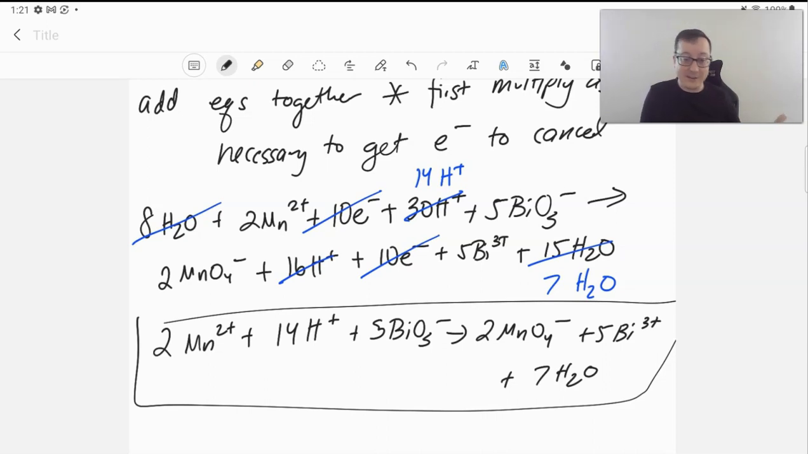So in our next video, we're going to do the same thing, but in basic conditions. And as we will see, basic conditions will be the same as acidic conditions, except for one last step that we're going to do. And so we'll do that in the next video, so you can see another practice problem for balancing these equations as well.